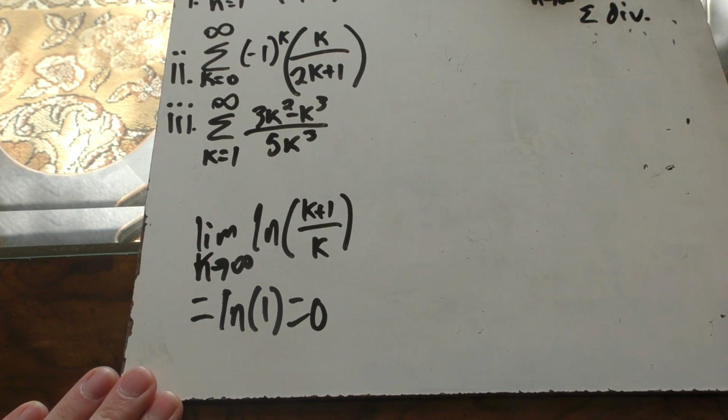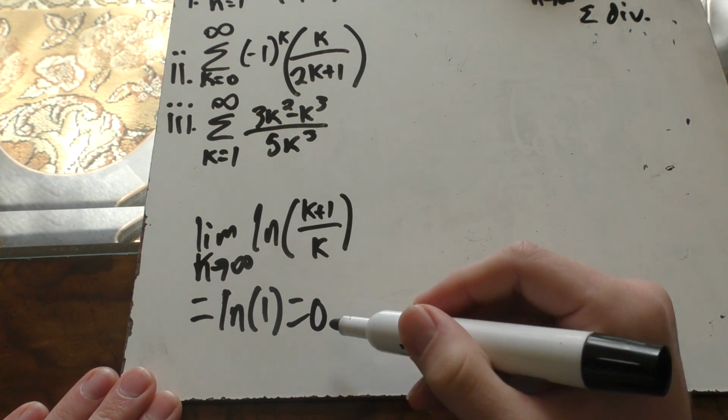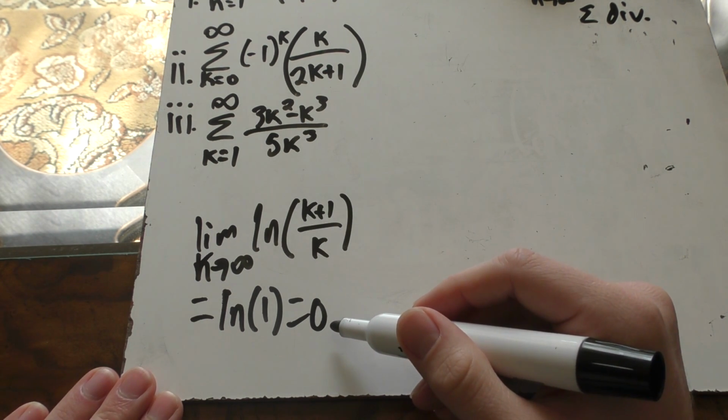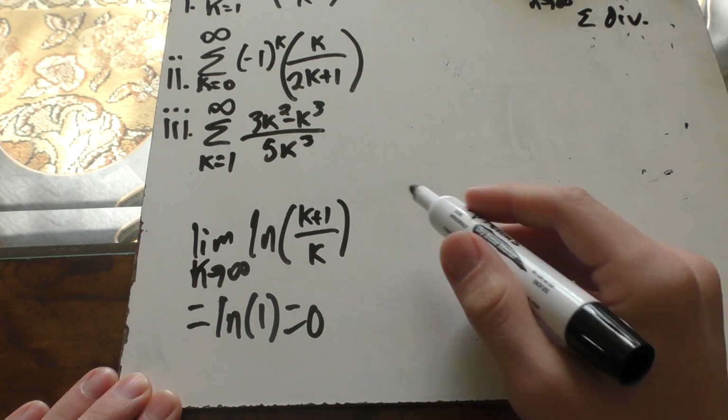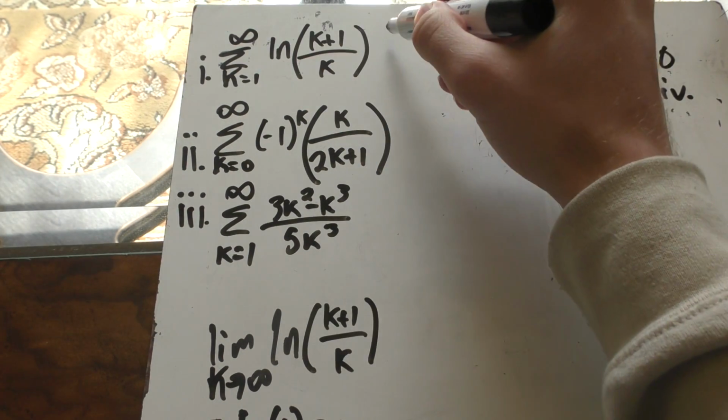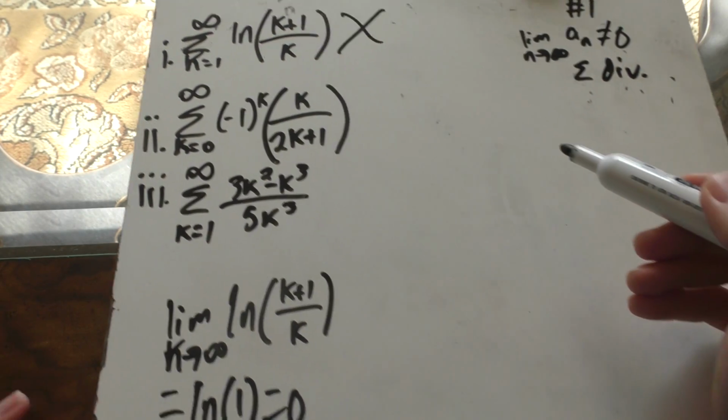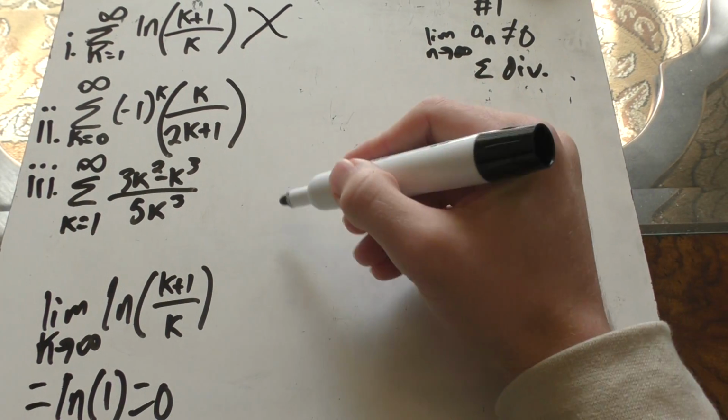Can we use the nth term test to determine divergence? No. Zeros are sort of inconclusive, we've got to use a different test. So I is out. Not that one. All right, let's move to our next limit here.